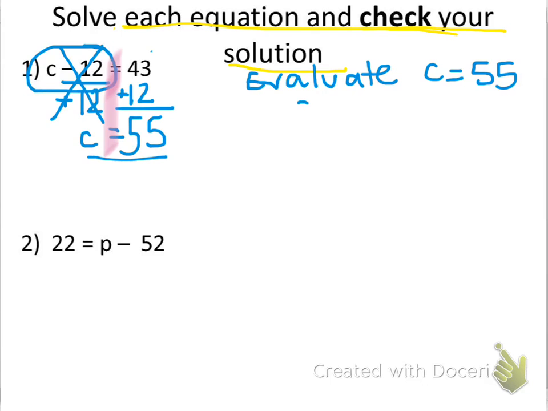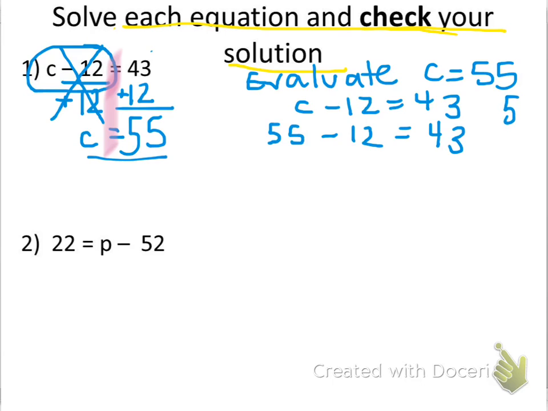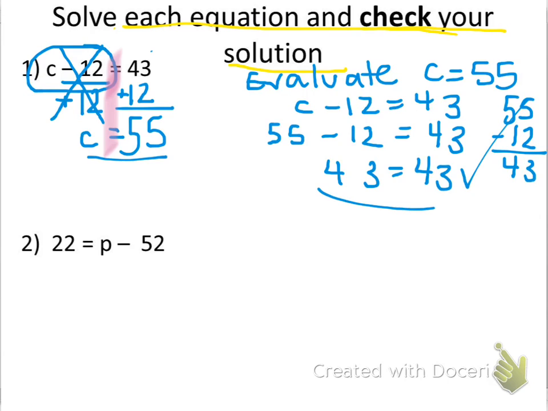Alright, so we have c minus 12 equals 43. So instead of writing c on the next line, I'm going to write 55. Then I have 55 minus 12 equals 43. Okay, I need to do the subtraction, so I'll do it over here. 55 minus 12. Well, 5 minus 2 is 3, and 5 minus 1 is 4. So we have 43 is equal to 43. You know what? That's awesome. If they're equal, we know we've done it correctly and we have the right answer.